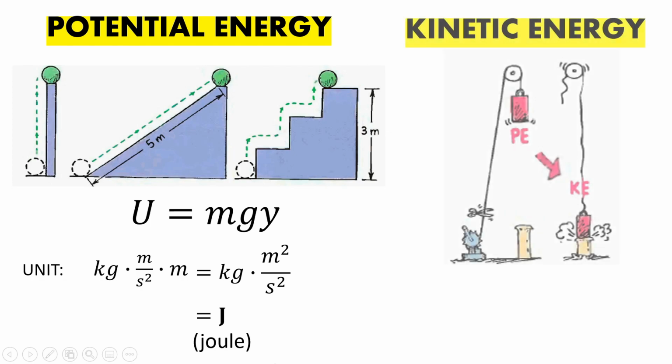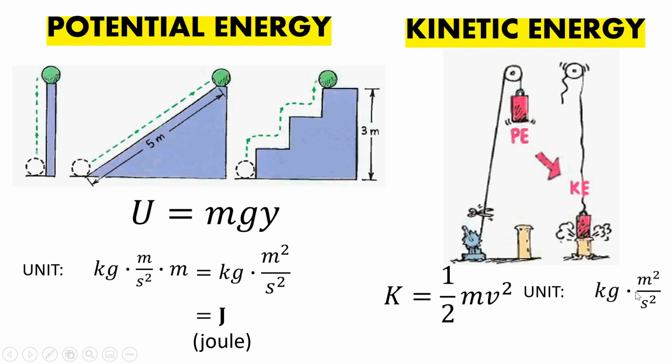For kinetic energy, this is the energy in motion. So it involves velocity, as I said. The formula is 1/2 times its mass times its velocity squared. The unit of this is kilogram meter squared over second squared, which is the same as here. Therefore, this is also joule.